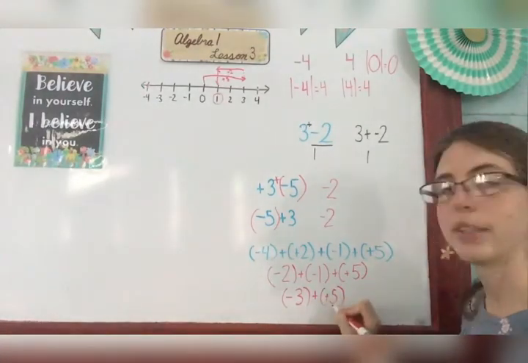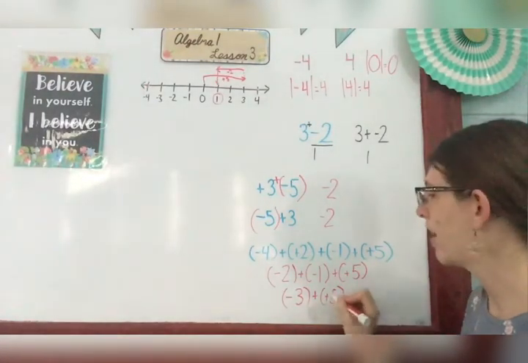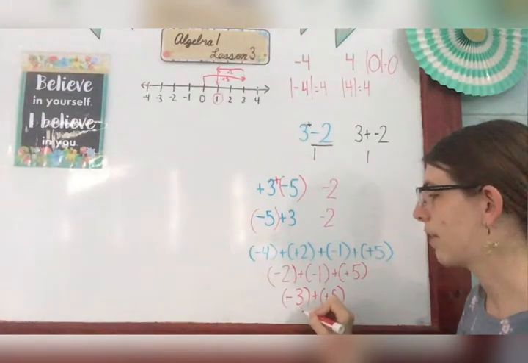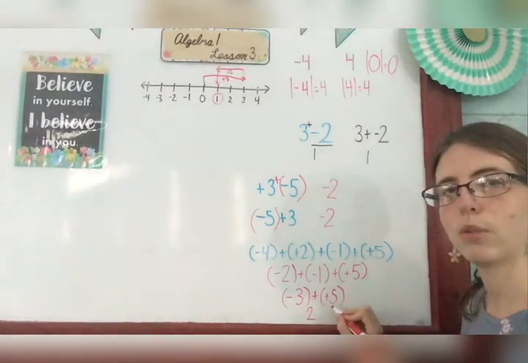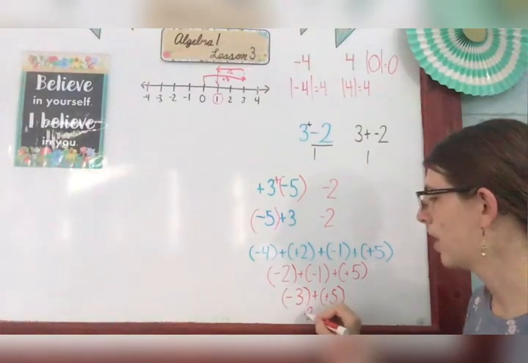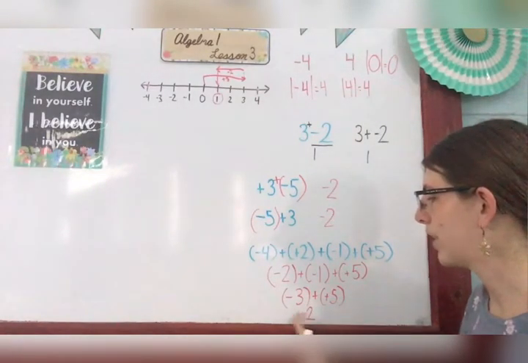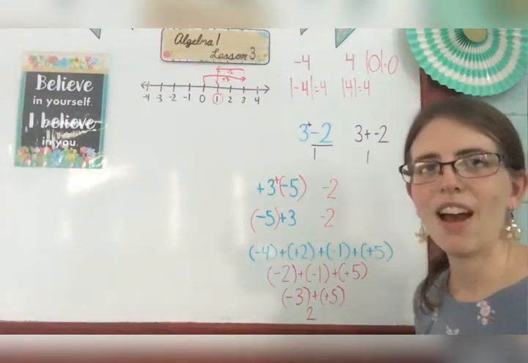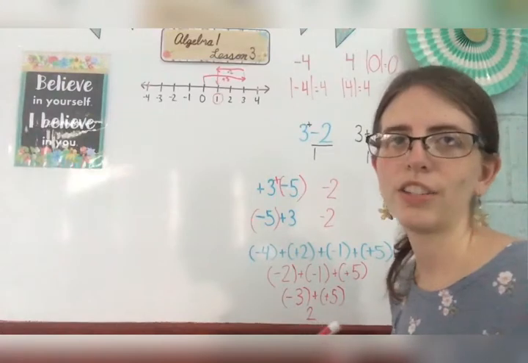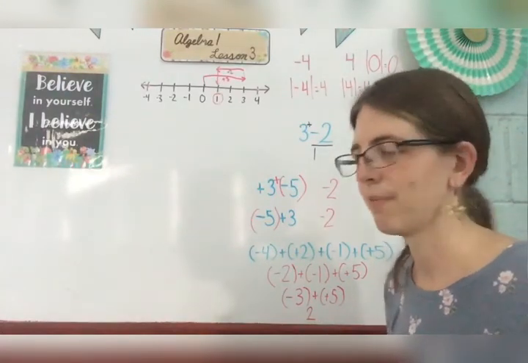Now my signs are opposite, so I subtract 5 minus 3, which is 2, and take the sign of the larger absolute value, which would be 5, so it's a positive 2. You can put the positive sign or you can leave it off. Either one is acceptable. Okay, take this time now, pause your video and do your practice.